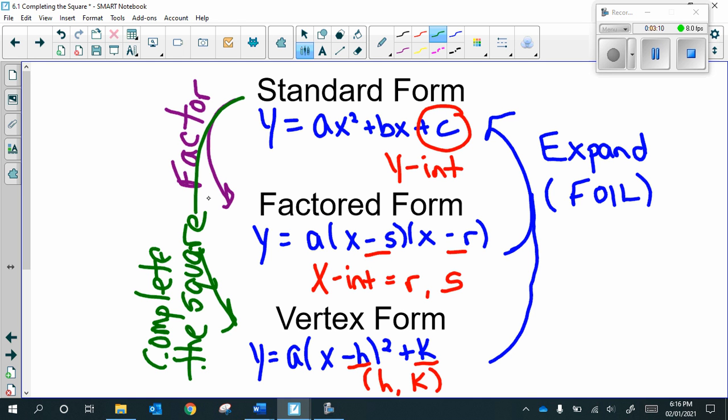So why do we go from one form to the other? Well, if we're given a word problem, it's just easier to have a certain form depending on the question that they're asking. If they're asking for the maximum height or the minimum profit, if they have that word max or min, that's your vertex. So if they give you standard form, we're going to want to convert it to vertex form to get the vertex. If they're asking you for the x-intercepts, when does the rocket hit the ground? When does the ball hit the ground? We would want factored form. So we need to learn how to go back and forth between the three forms.